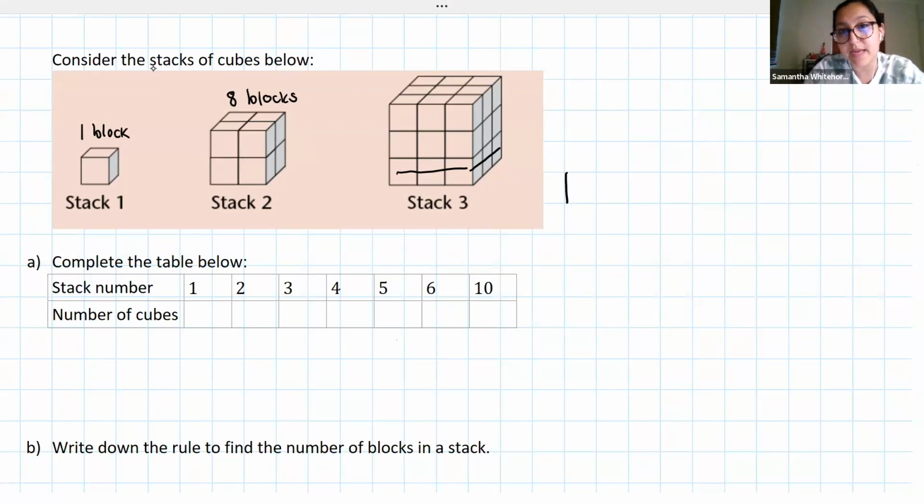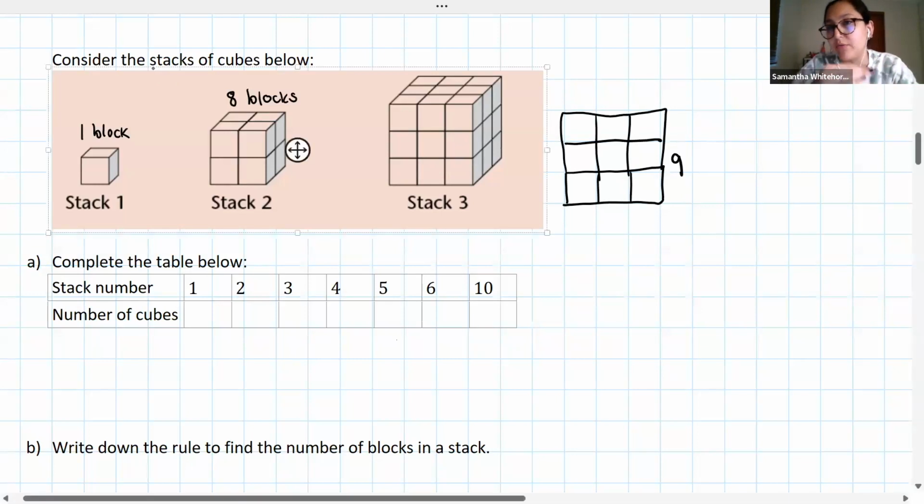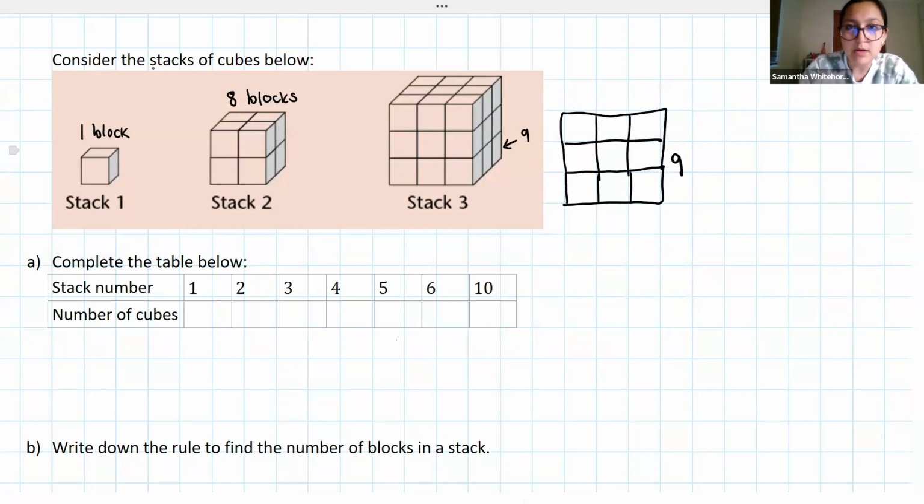So if I imagine the base of my block, I don't know why I made the choice to draw it like that. So we're just going to pretend that I've made logical choices here. The base of that block would have 3 by 3, which means that I have 3, 6, 9 blocks per level. Now, per level, per row. So this row has 9 blocks, this row has 9 blocks, this row has 9 blocks, which means altogether I have got 27 blocks in stack 3.